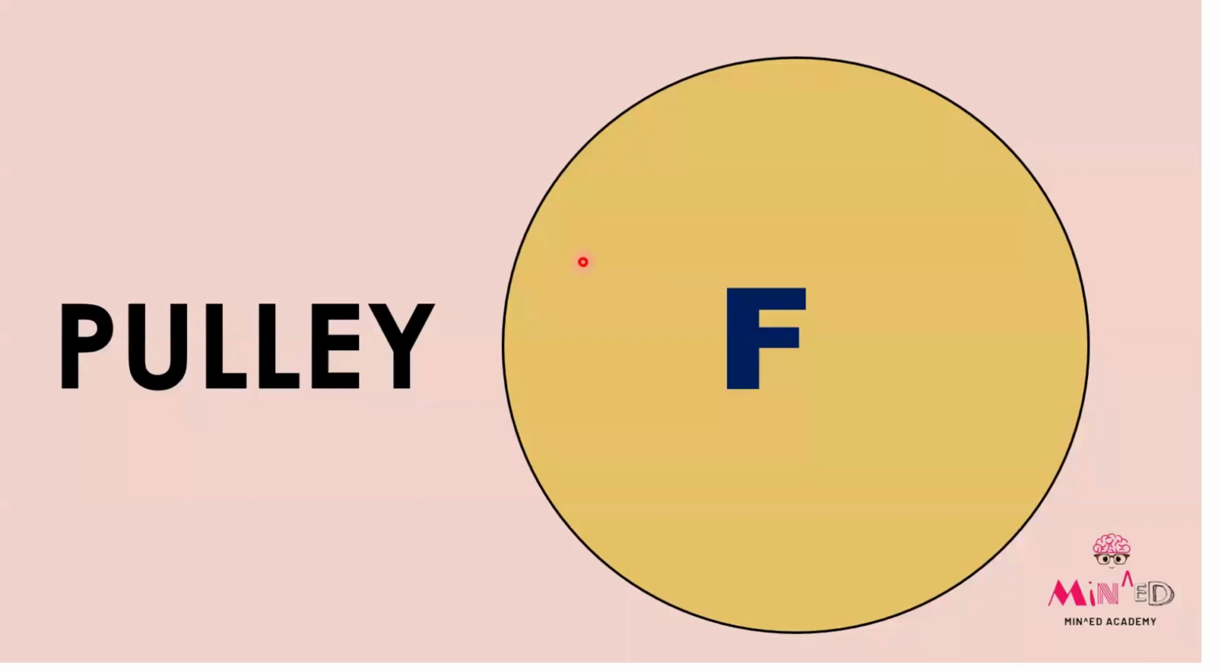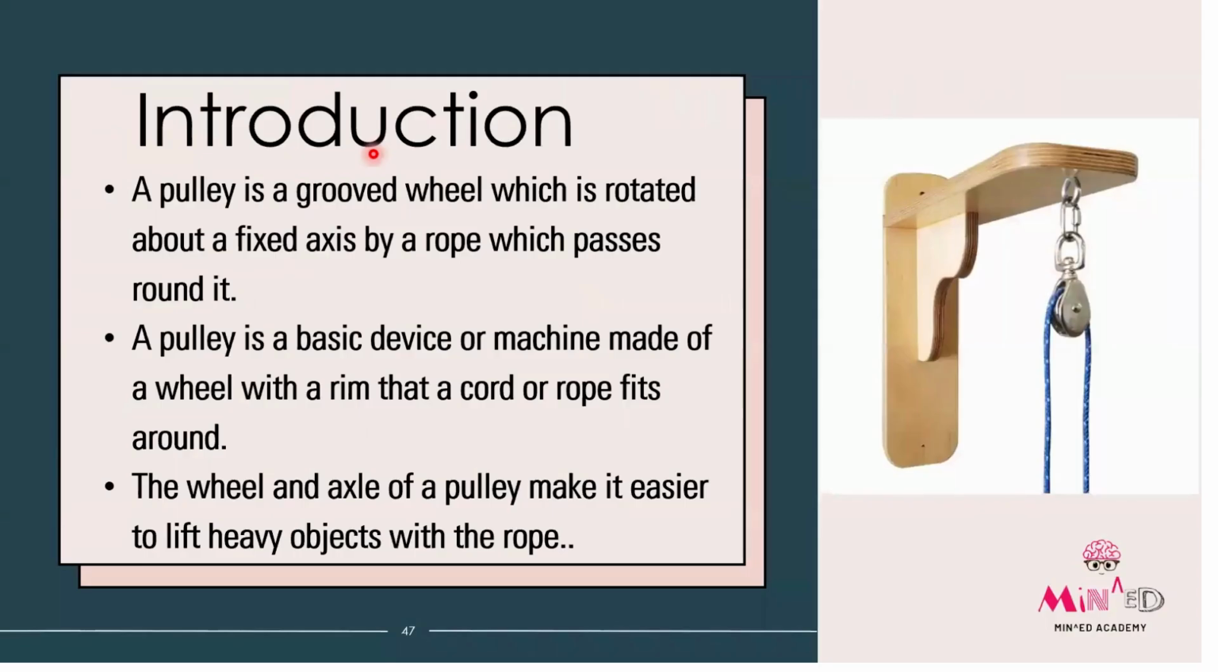Next topic is the pulley. So what is a pulley? A pulley is a grooved wheel which is rotated about a fixed axis by a rope which passes around it. Okay, a pulley is a basic device or machine made of a wheel with a rim that a cord or rope fits around.